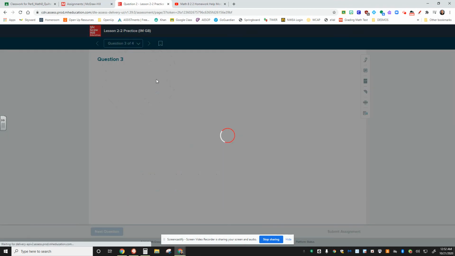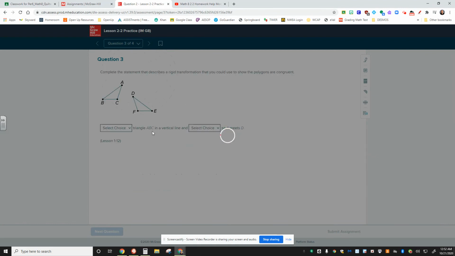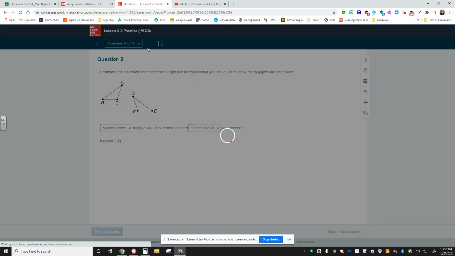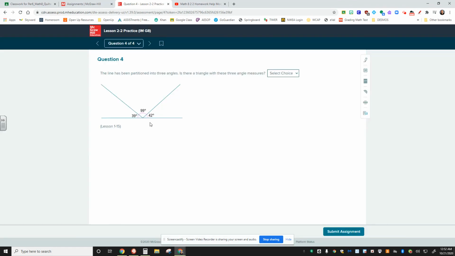Question number 3, a little bit of review going back to rigid transformation. Question number 4, a little more review going back to some work with the triangles and the interior angle sum of triangles, straight angles, so on and so forth. Go ahead and take care of your homework.